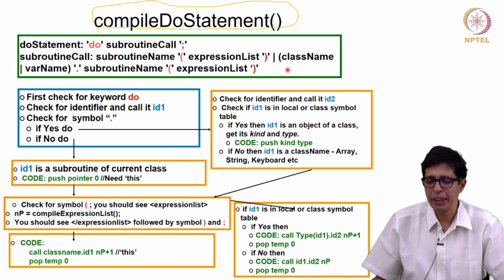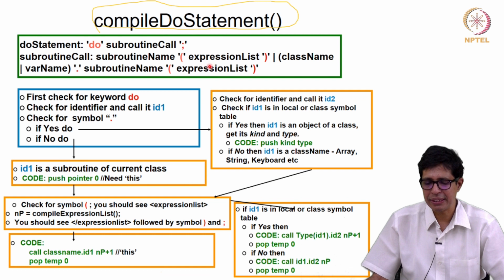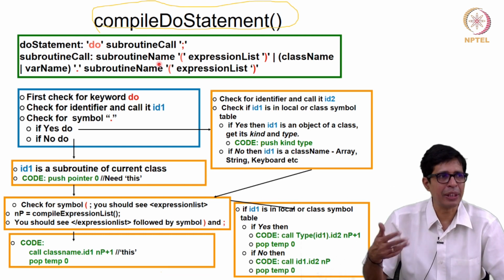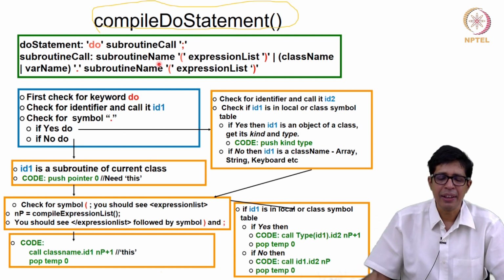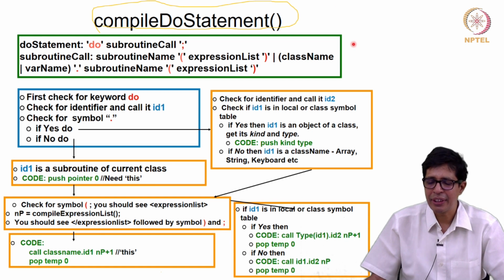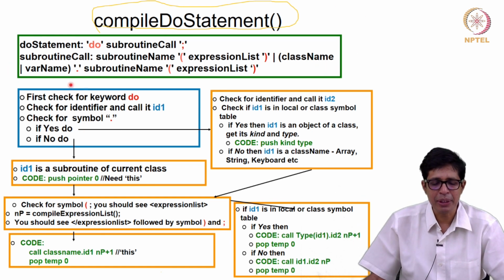Okay. I am just showing the laser pointer here. The subroutine call will be just a subroutine name with an expression list, and this subroutine name will be part of the same class. So, when I am compiling inside a method of the same class, I can use a subroutine of the same class, or it can belong to some other class. So, that name will be class name dot subroutine name or var name dot subroutine name.